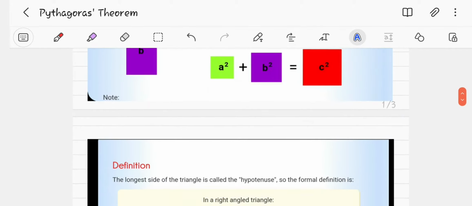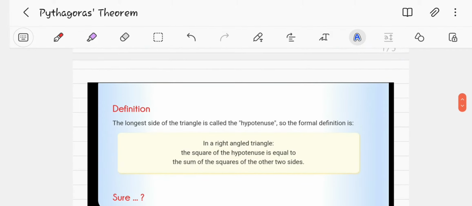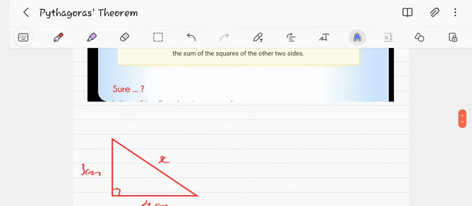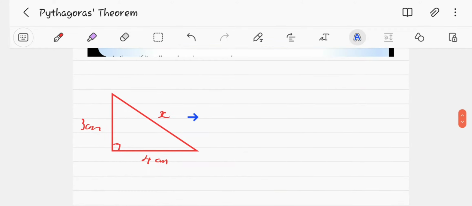All right, so this is the official definition. The longest side of the triangle is called the hypotenuse, as we know. So the formal definition is, in a right angle triangle, the square of the hypotenuse is equal to the sum of the squares of the other two sides, as in what we just explored. So we'll go through an example. You can pause this video, you can go back and watch it again. But this is the principle that we are discussing today.